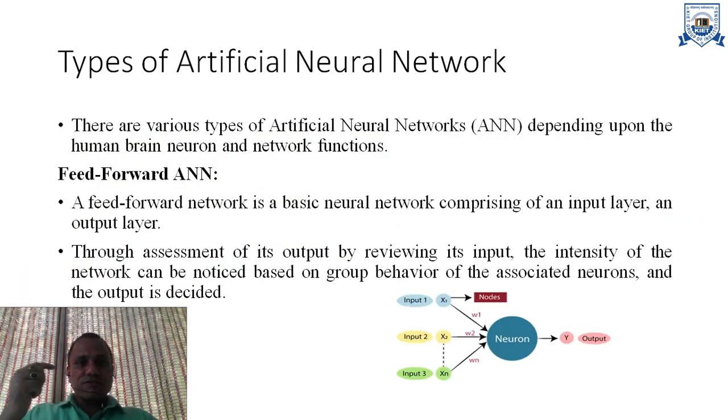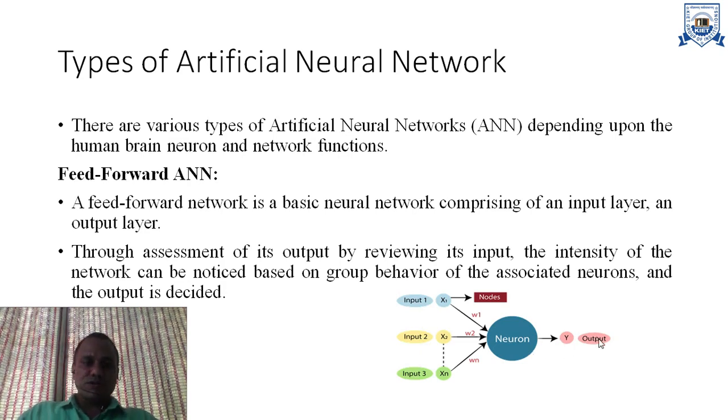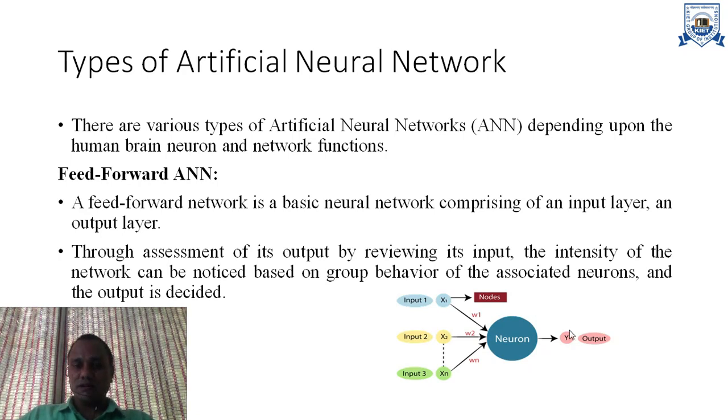So finally we reach the types of ANN, means based on the categories we can divide our neural network into 2 parts. First one feed forward and the second one back propagation. So feed forward is the natural or default neural network where the perceptron moves towards the front direction. So in this way we have our inputs. In our earlier diagram we had corresponding weights. We are having a computational task with the help of some activation function, and finally we reach the output. So through reviewing its input, the intensity of the network can be noticed based on the group behavior. Group behavior means the number of neurons we are having and whatever the desired output we are looking for.